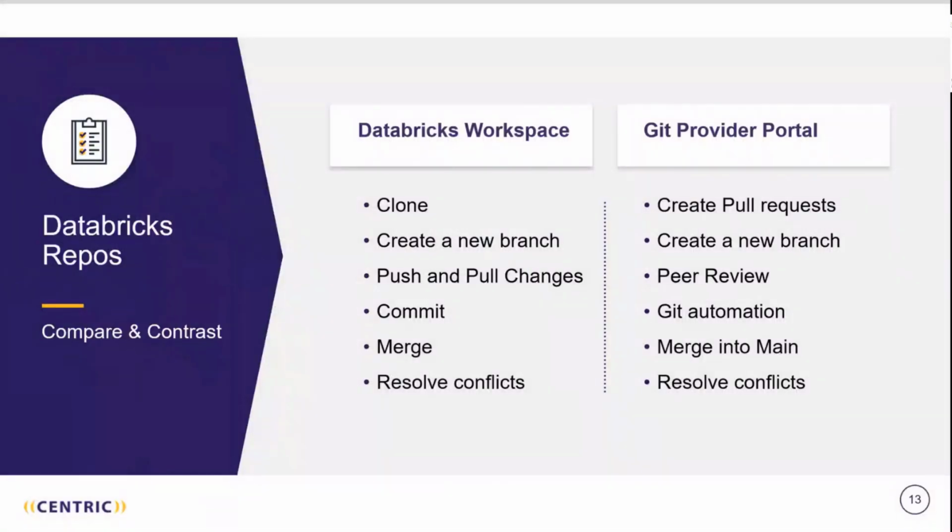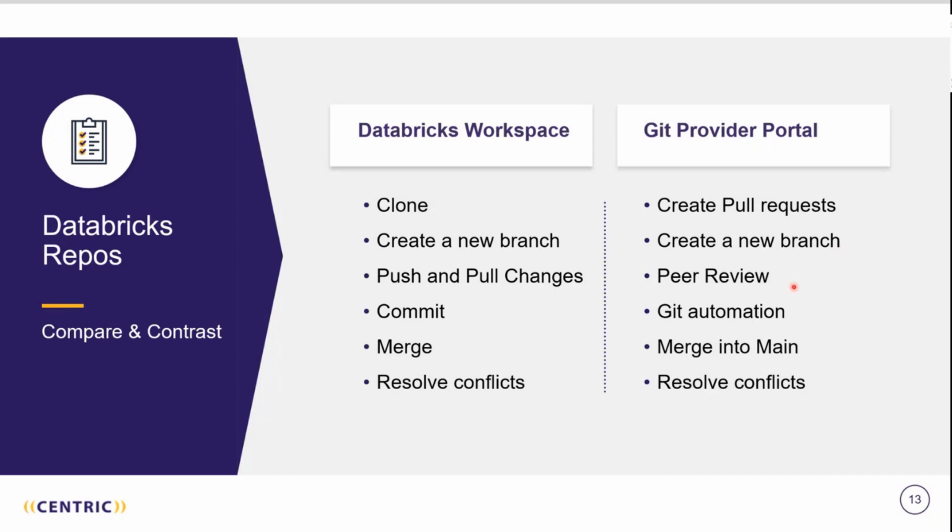Let me explain the parts that we did in Databricks and the parts that we did in the Git provider. You can clone the repository in Databricks. You can create a new branch in Databricks. You can push and pull changes in Databricks. You can commit your changes, merge, and resolve conflicts as well. In the Git provider, you can create a pull request. You can also create a new branch. So there are certain things that you can do in both Databricks as well as the Git provider.